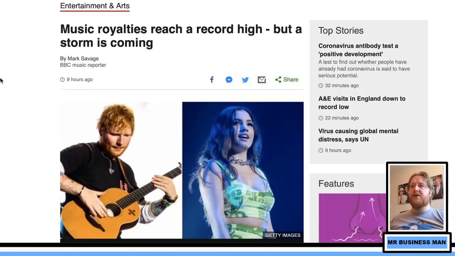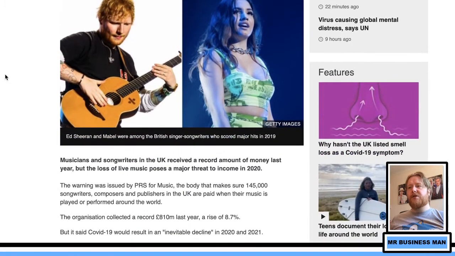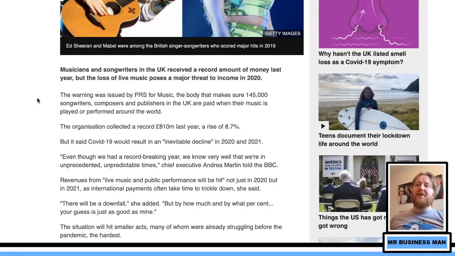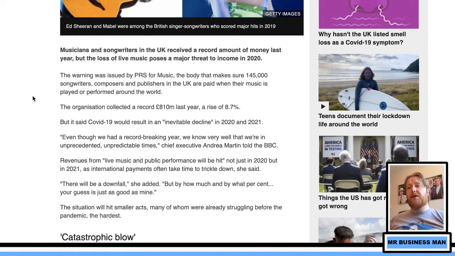Oh, this is a good one. Let's look at this. Musicians and songwriters in the UK received a record amount of money last year, but the loss of live music poses a major threat. Now, this is something. Ed Sheeran and Mabel, never heard of her, were among the British singer-songwriters who scored major hits in 2019. Why does he play that stupid little guitar? Anyway, the warning was issued by PRS for Music, the body that represents 145,000 songwriters, composers and publishers. The organisation collected £810 million last year, but it said COVID-19 resulted in an inevitable decline in 2020 and 2021. Even though we had a record-breaking year, we know very well that we're in unprecedented, unpredictable times. Live music and public performance will be hit.